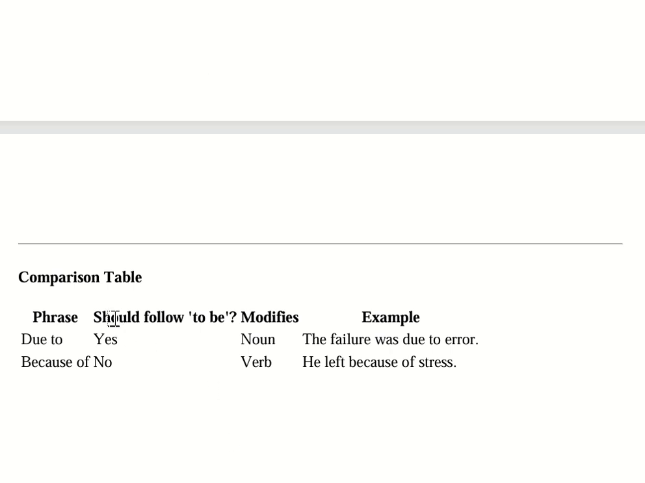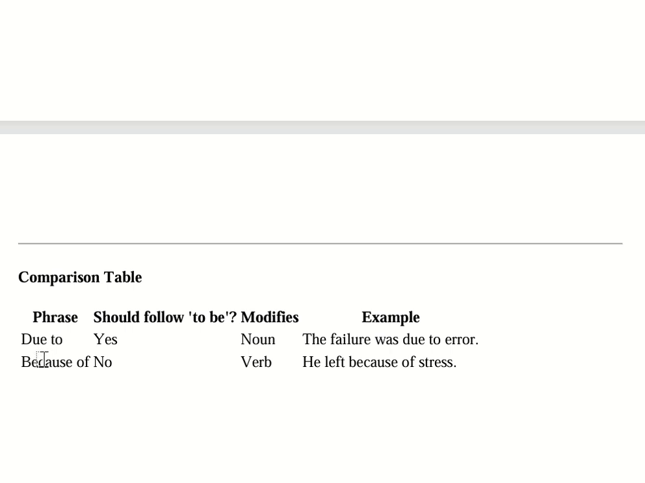So friends, look at the comparison table in a nutshell. Here, should due to follow to be? Yes, due to should follow to be. Due to modifies a noun. And here is an example: the failure was due to error.